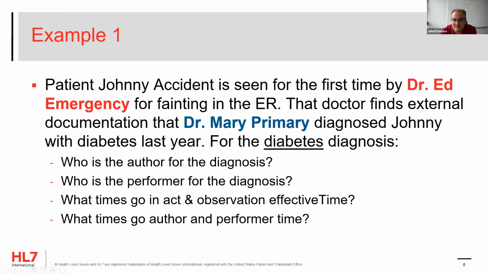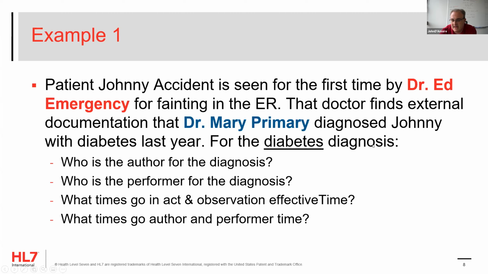Patient Johnny Accident is seen for the first time by Doctor at Emergency for fainting in the ER. So that's going to be the first line for a lot of the examples, setting this up. The doctor at emergency finds external documentation that Dr. Mary Primary diagnosed Johnny with diabetes last year. Note the problem we're talking about here is diabetes, not fainting, but obviously could be related because maybe the patient's hyperglycemic and that's what's happening.